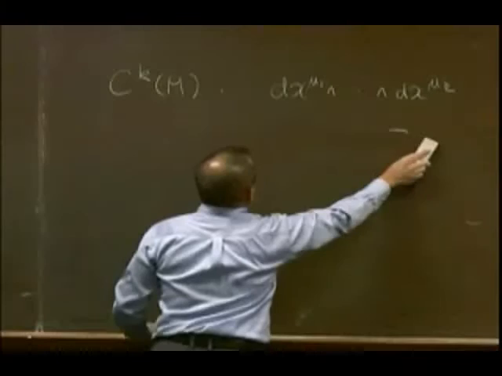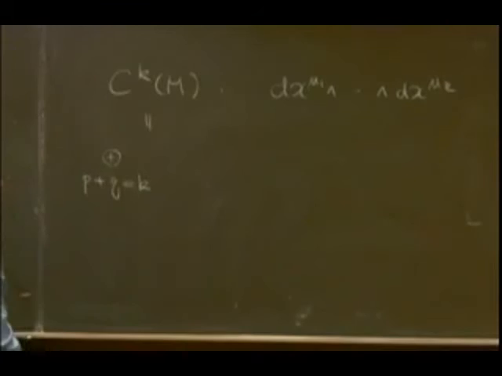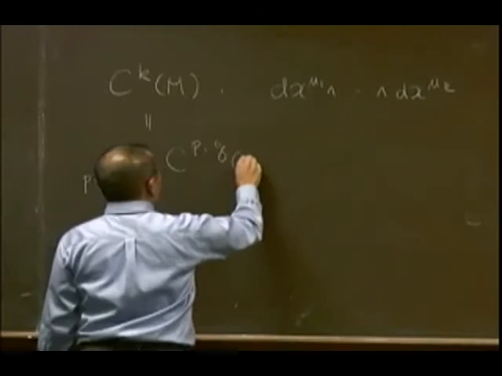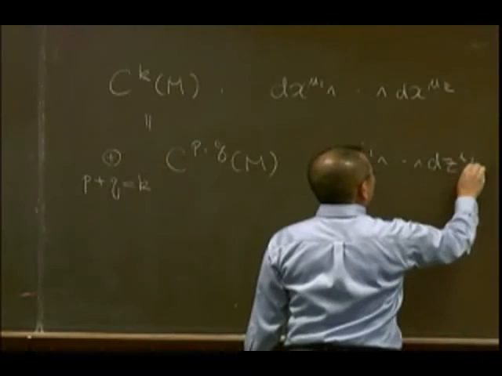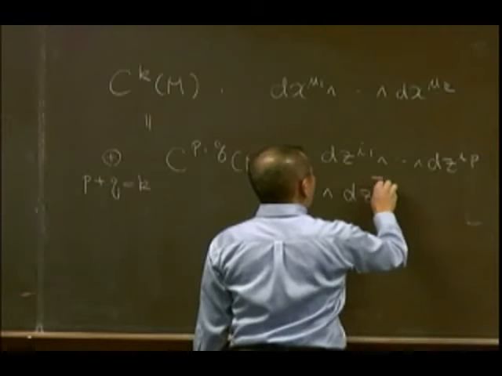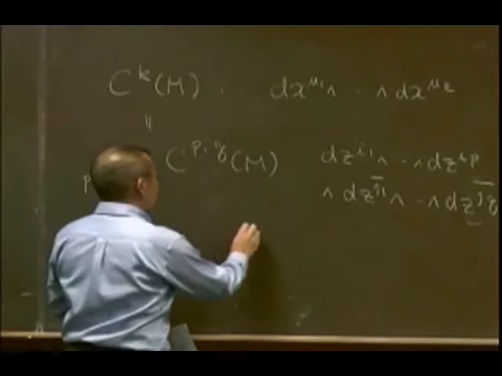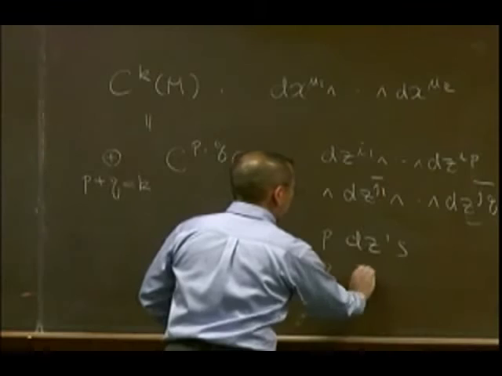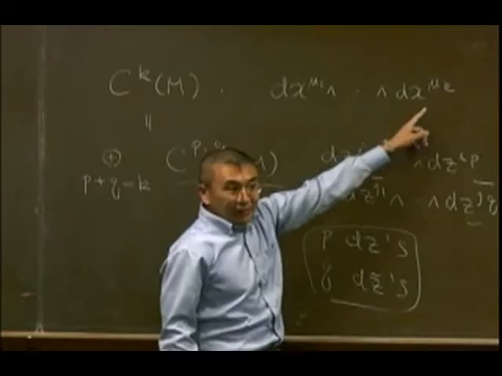So that means that we can refine this space in this way. We can consider this as a tensor product. We can decompose k into p and q. The notation I was using is C^{p,q}(M). What I mean by this is that it is generated by something like dz^{i1} up to dz^{ip} with dz̄^{j1} up to dz̄^{jq}, namely p dz's and q dz̄'s. That spans this space, but it has to be in such a way that the total degree is k. So that's why I have this constraint, p plus q is equal to k.